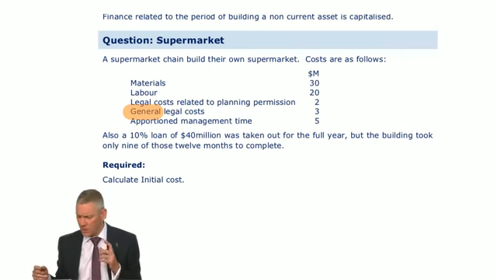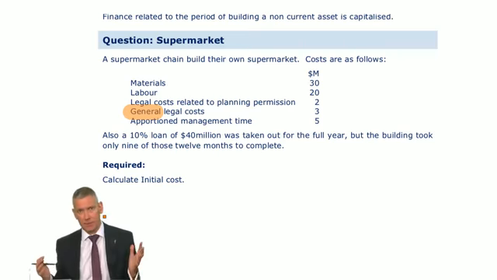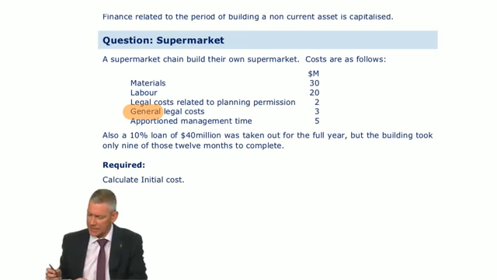No. You can only capitalise costs. You can capitalise any cost at all, as long as it's directly related to the supermarket. You can definitely capitalise legal costs, but only supermarket legal costs, only legal costs related to this particular supermarket. So we're not going to capitalise that.